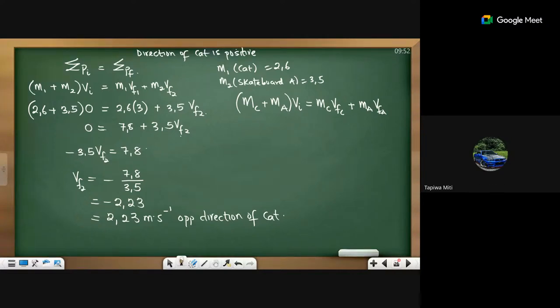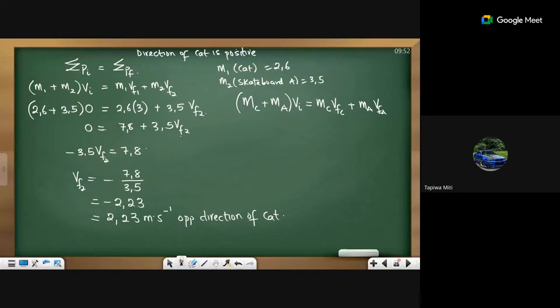Yes, Tapiwa. Yesterday when you did momentum, we talked about momentum as kg meters per second. I just want to ask why we are only using meters per second. What are we looking for now, Tapiwa? Aren't we looking for the momentum here, sir?